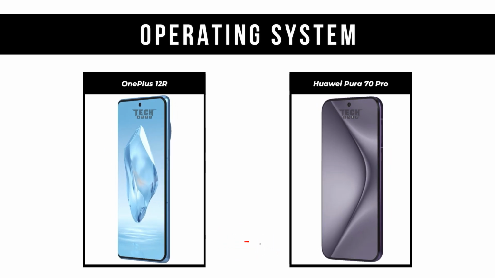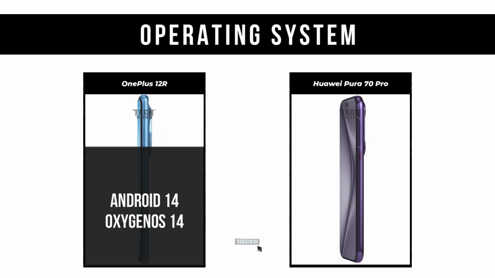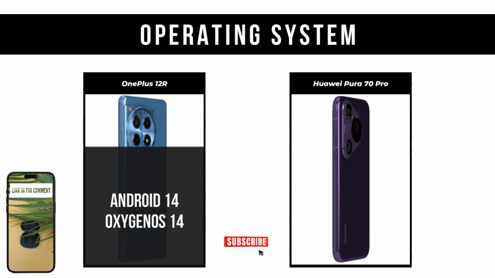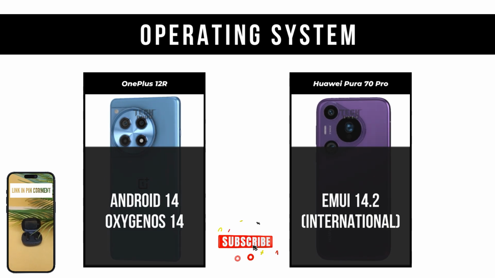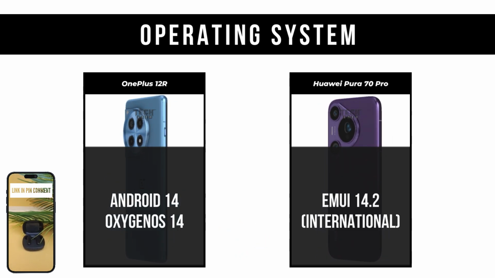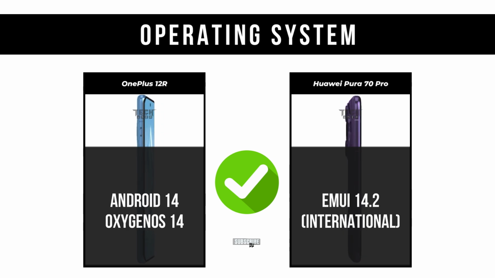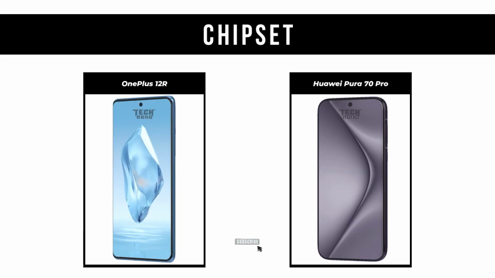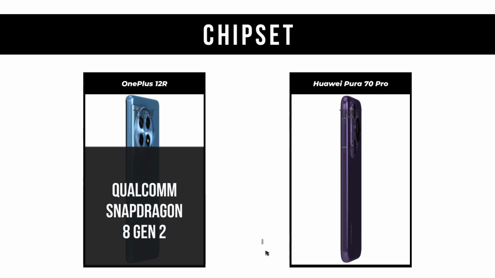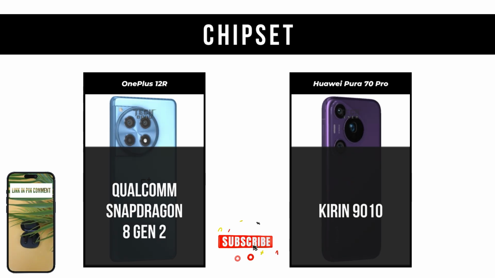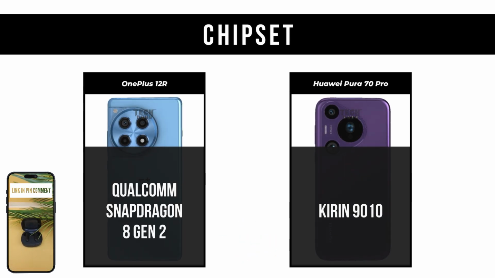Operating system. OnePlus 12R is Android 14, Oxygen OS 14. Huawei Pura 70 Pro is EMUI 14.2, International. Chipset. OnePlus 12R is Qualcomm Snapdragon 8 Gen 2. Huawei Pura 70 Pro is Kirin 9010.